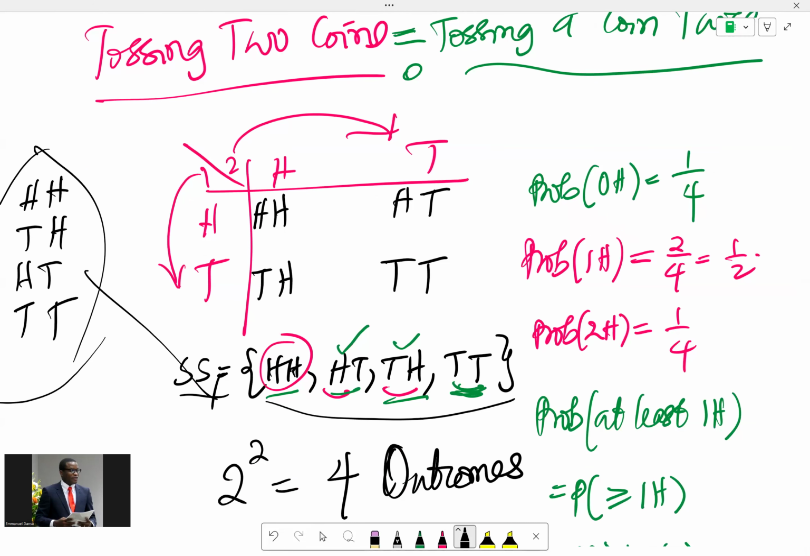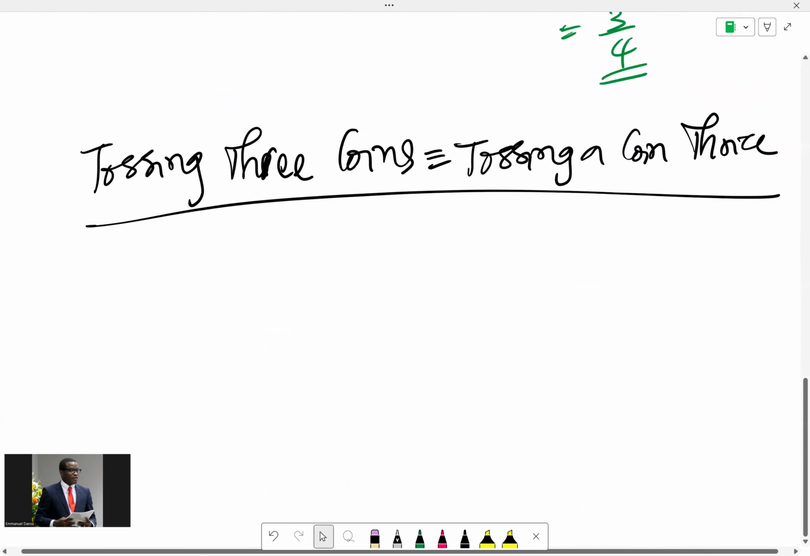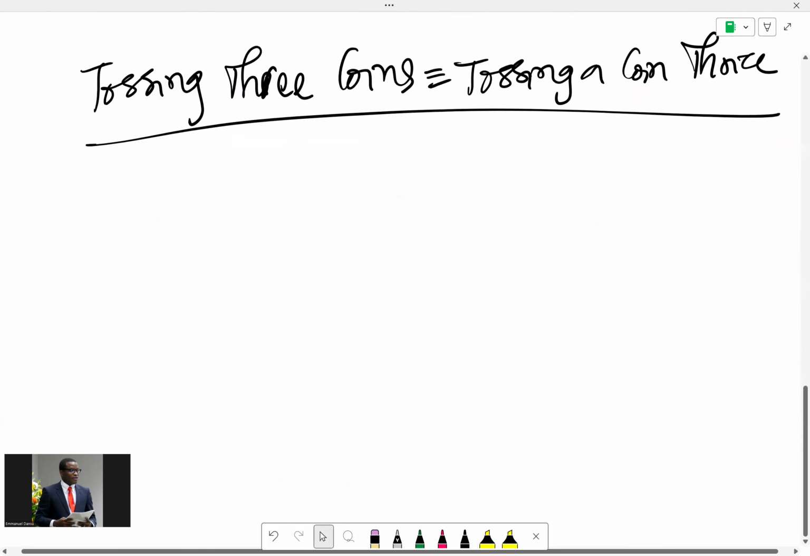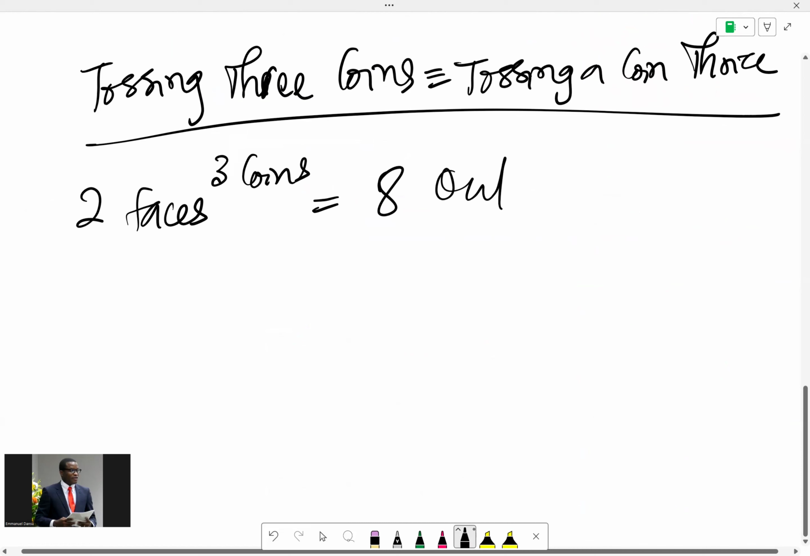And then if you need to toss three coins now, since you may not be able to draw a table, and if you try to just write it down, you may miss some. First of all, it is important to know it has two faces. Now we have three coins. So two faces raised to power 3, for 3 coins. That means you're going to have 8 outcomes.